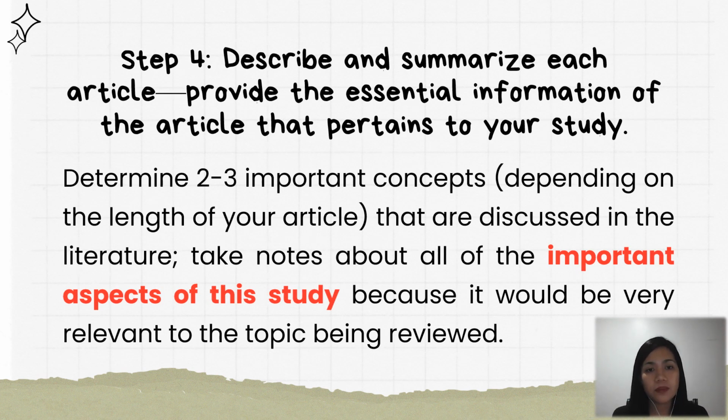Step 4. Describe and summarize each article. Provide the essential information of the article that pertains to your study. Note 2 to 3 important concepts, depending on the length of your article, that are discussed in the literature, and take note of all the important aspects of this study because it would be very relevant to your topic being reviewed.